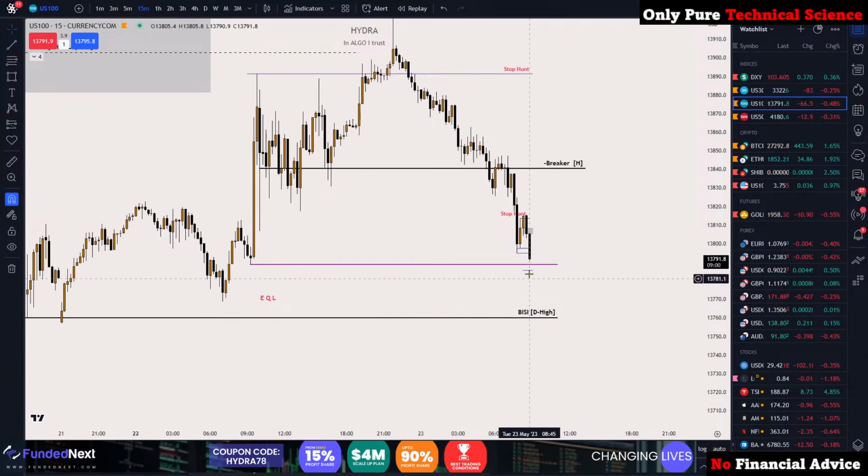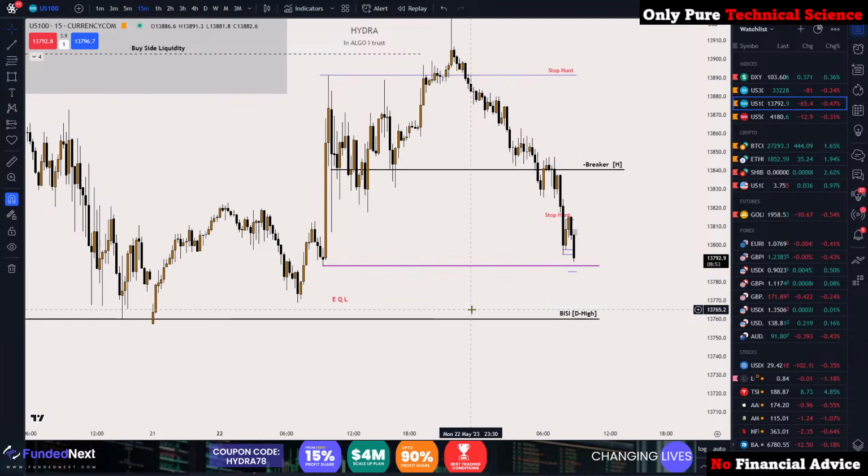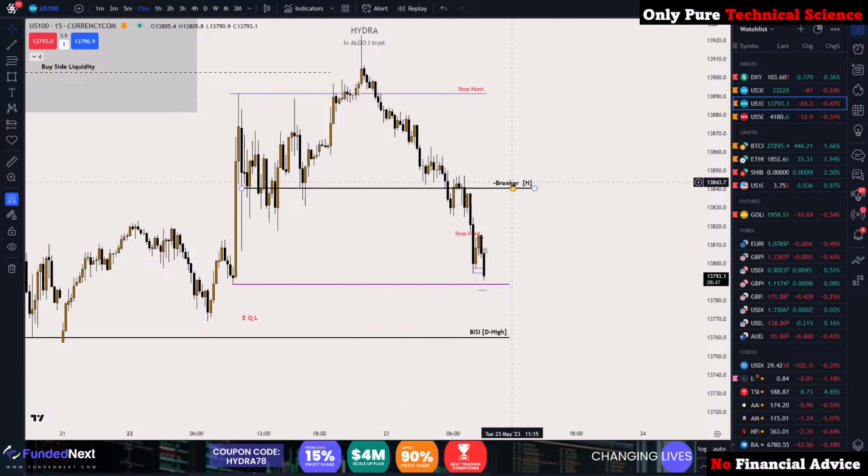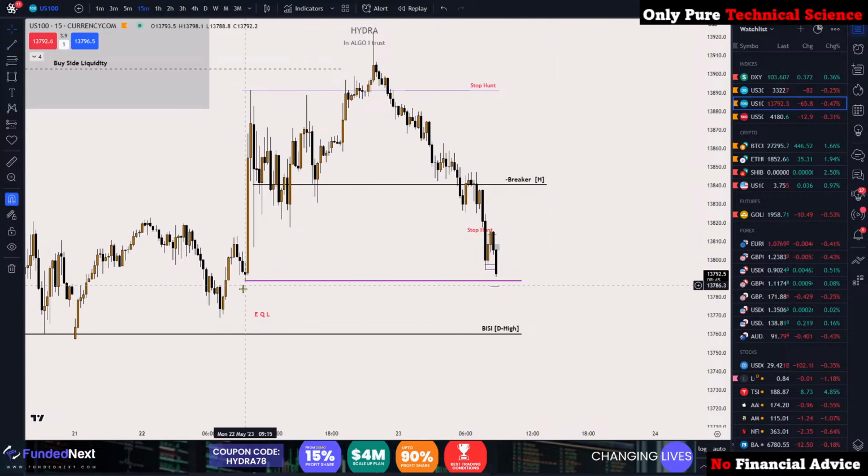So you can expect to see a drop in this sell side liquidity and in this fair value gap. Just as I told you guys that price is retracing from this breaker block. Okay, so these two levels, this relative equal low, then this low, then this low will be our target.